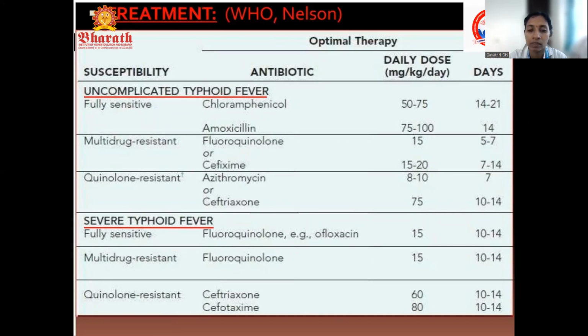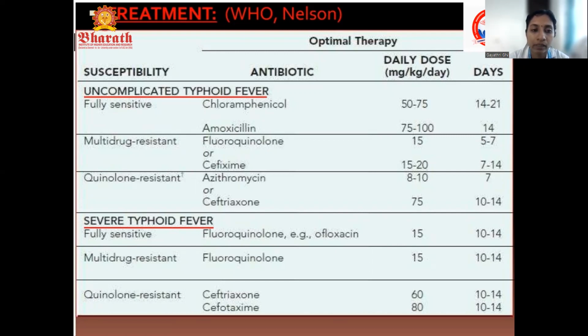So you should always be careful. And anyway, since it has such a long incubation period, the duration of antibiotics to be given here is 14 days, to make sure we are covering the carrier state, killing the bacteria and preventing them from becoming carriers.